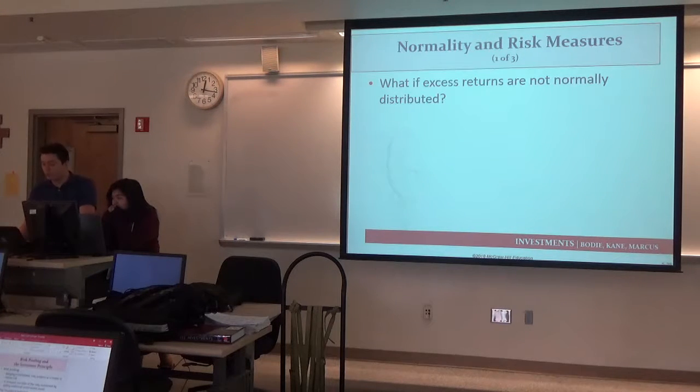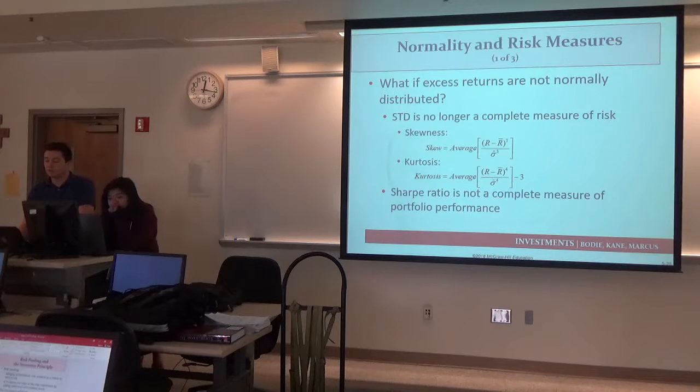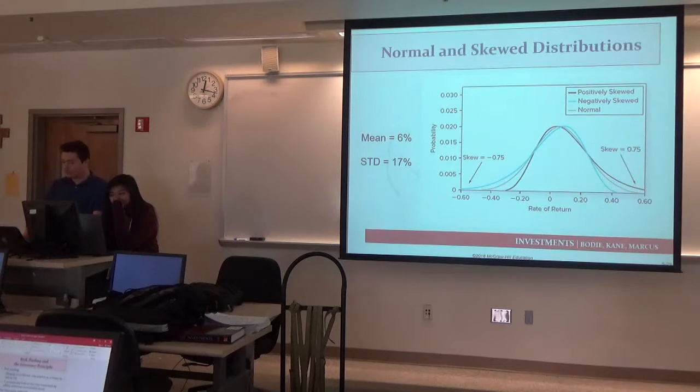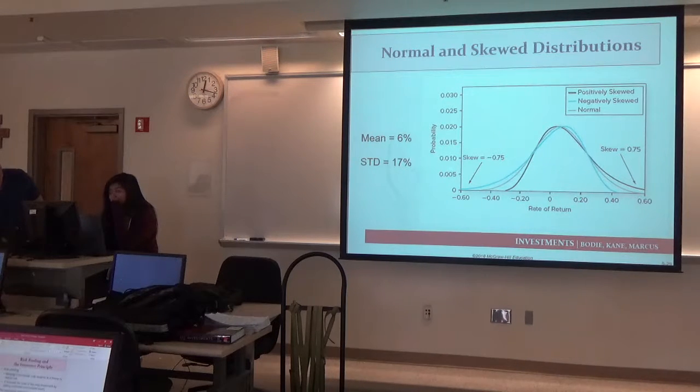So, normality and risk measures. What if excess returns are not normally distributed? Basically, the standard deviation is no longer a complete measure of risk, so you use skewness and kurtosis. The skew ratio is basically a ratio on the average cubed deviations from the sample average, also called the third moment. And kurtosis is the likelihood of extreme values on either side of the mean. So normal and skewed distributions, those are two examples. You guys can see the difference.